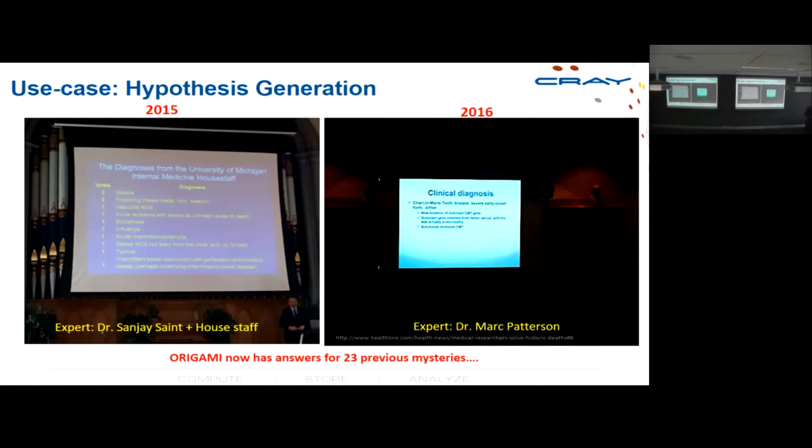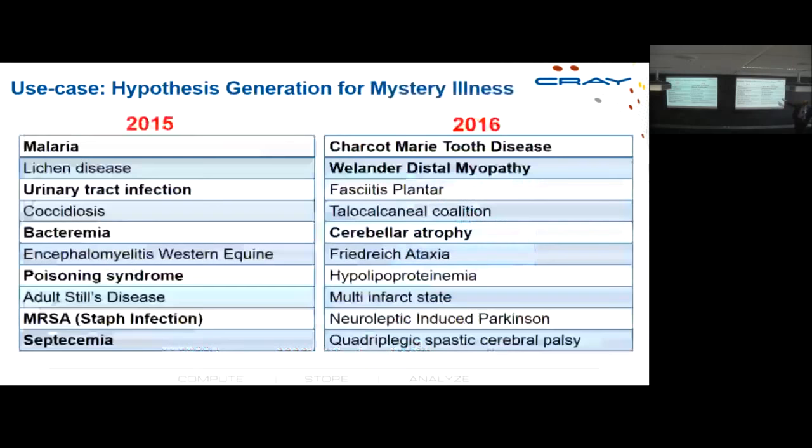And so three of them had come up with malaria, three of them said poisoning, one of them said vasculitis, one of them said acute leukemia, and that's the list of all diseases that they came up with. Interestingly, anything in bold in 2015 was something on the prediction list and on the hypothesis created by the cover source experiment.